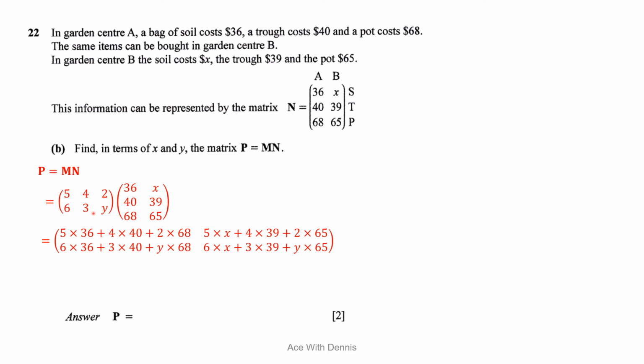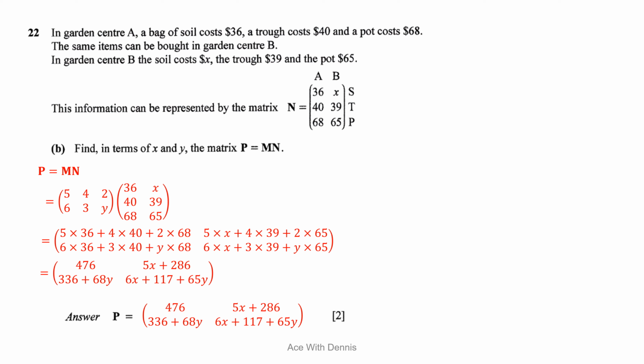Then we repeat the same process for the second row. 6, 3, y multiplied with this column: 6 times 36, 3 times 40, y times 68, and add everything together. We get this. Then 6, 3, y times the second column: 6 times x plus 3 times 39 plus y times 65. Then we get this one. After that we simplify. We get 476, 5x plus 286, 336 plus 68y, and 6x plus 117 plus 65y. So this is the matrix P.